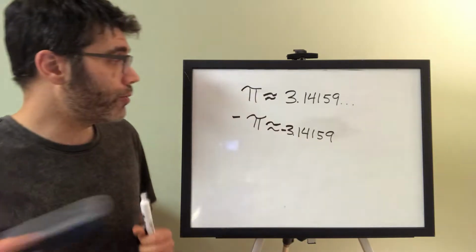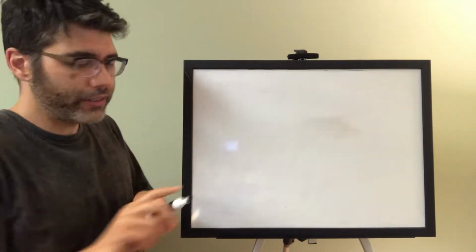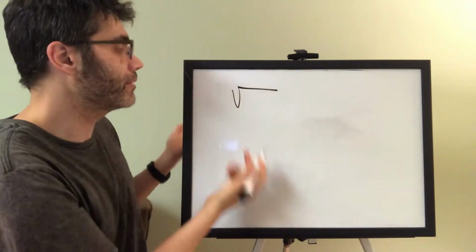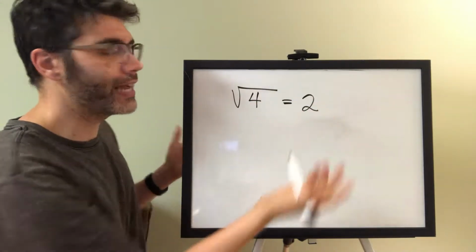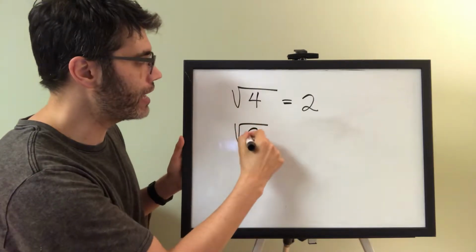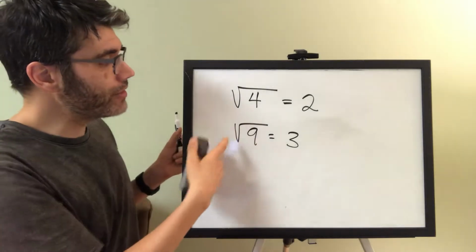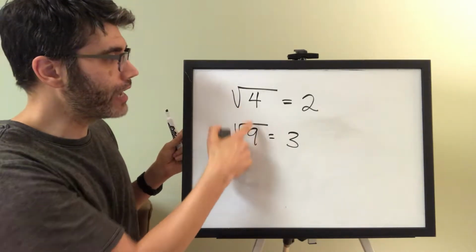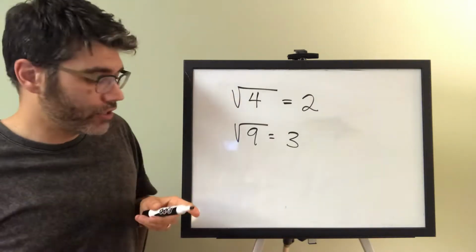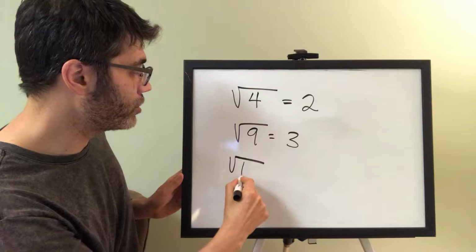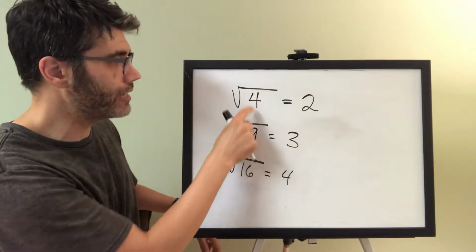Another way to come up with more irrational numbers is, remember when we take the square root of certain numbers, like a perfect square like 4, we get an integer as its square root. The square root of 9 would be 3, and so on and so forth. But if we're taking the square root of something between 4 and 9, we're not going to come out with a nice integer. We're going to come out with an irrational number. Even the square root of 16, these are perfect squares. 16 is a perfect square, so is 9, so is 4.